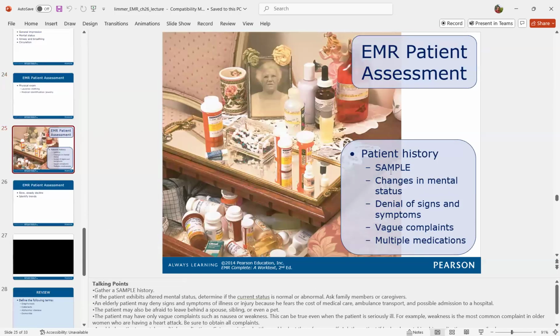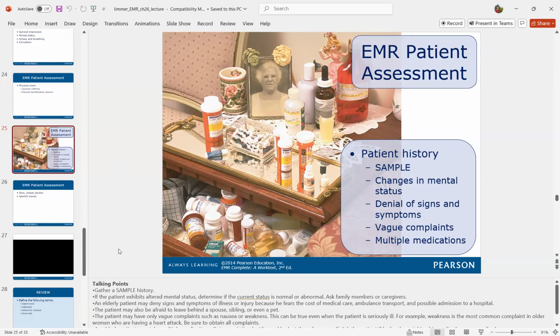Gather your SAMPLE, your OPQRST, right? I don't think they go through that one again, but our OPQRST is our onset, right? P is provocations, Q is our quality, how is it feeling? R is our radiation or region, where's it at? Does it go anywhere? S is our severity, our 1 to 10 scale, and T is our time. And then getting our SAMPLE.